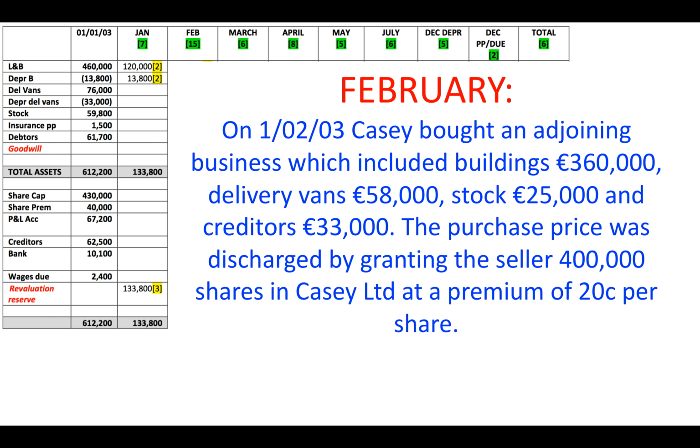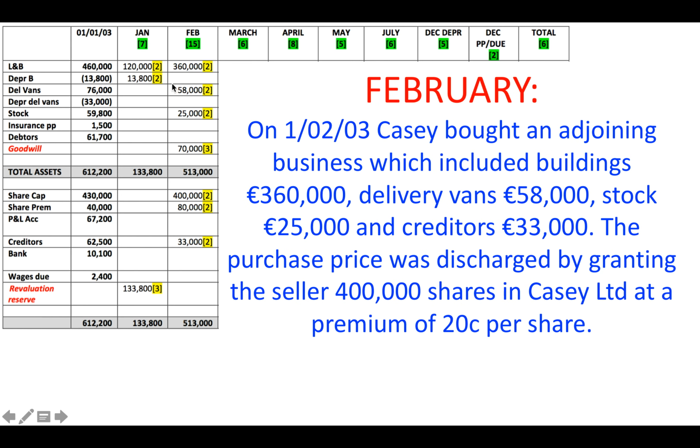February then, on the 1st of the 2nd, 2003, Casey bought an adjoining business which included buildings 360,000, delivery vans 58,000, stock 25,000 and creditors 33,000. The purchase price was discharged by granting the seller 400,000 shares in Casey Limited at a premium of 20 cent per share. So what we do, the 360 up into land and buildings, delivery vans 58, stock 25 and creditors 33 down here. So purchase price discharged by granting the seller 400,000 shares in Casey Limited.